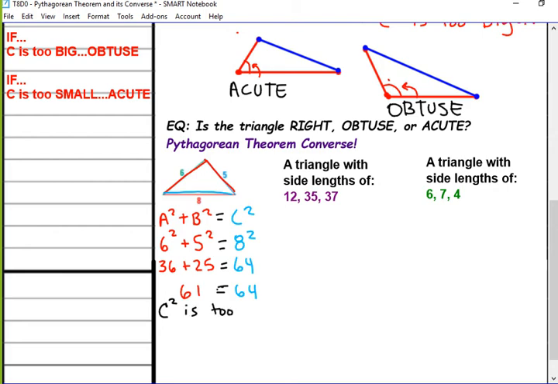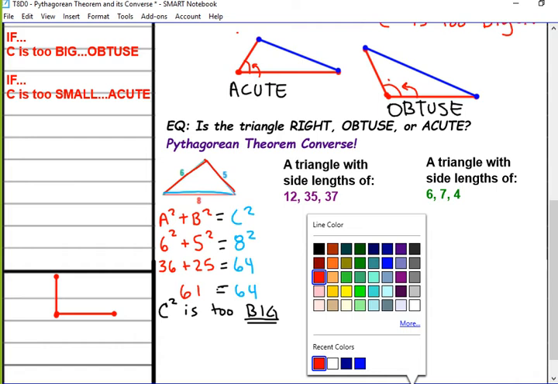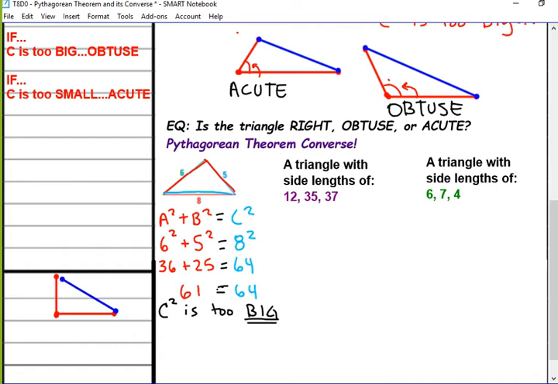Okay, so what's happening? We have a squared and we have b squared. c squared should be 61, but it's actually 64. And so what should have been our right angle is now extending. This angle is now extending out to meet the longest side, the potential hypotenuse. And so this triangle is obtuse.